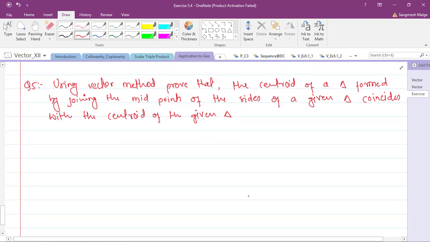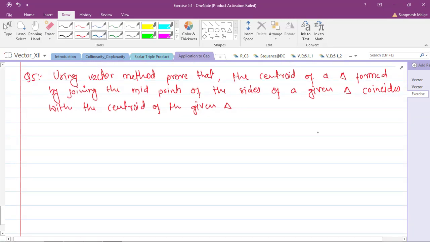With the help of the statement, let's try to draw the figure. We have a triangle, a given triangle. Let's name it ABC, and let's mark the midpoints of these sides. Now ABC will have a centroid. Let's say the centroid is here somewhere, which is nothing but the intersection of the medians. So this is the centroid G.